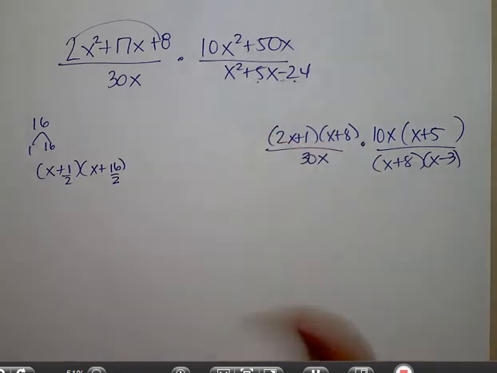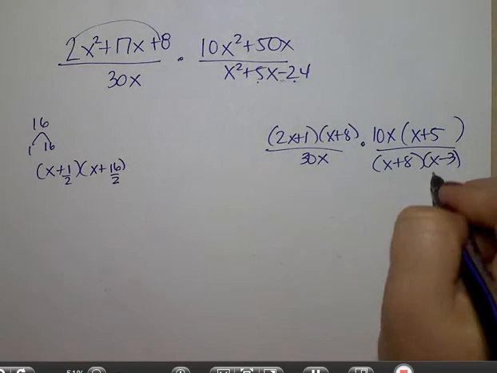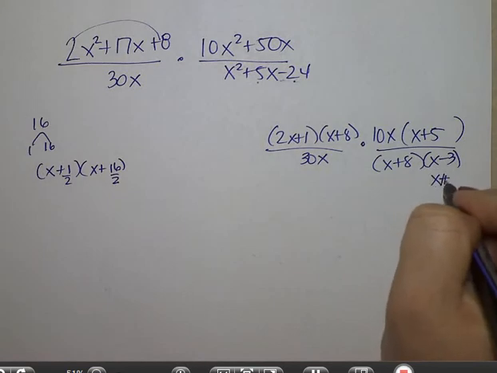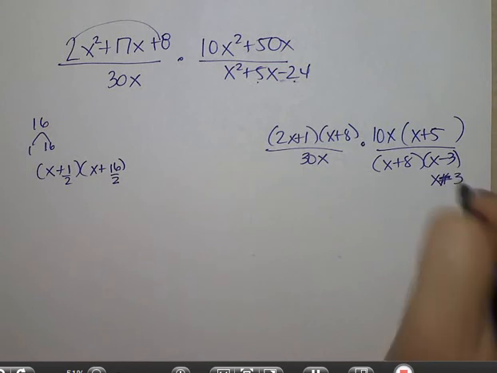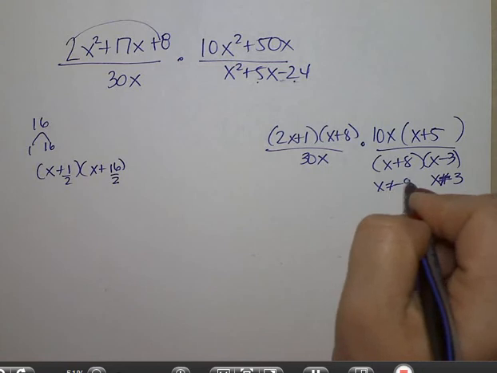Okay, so now I need to do excluded values. One answer is x cannot equal 3. Then x cannot equal negative 8.